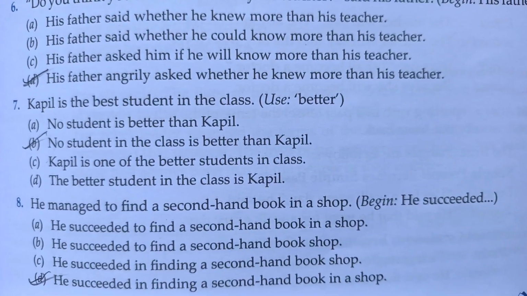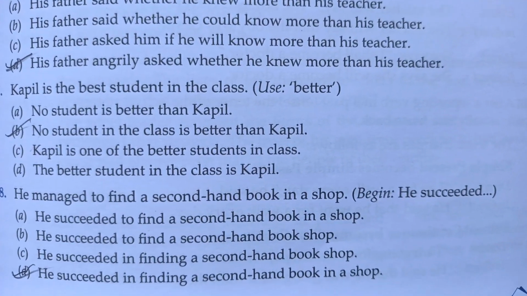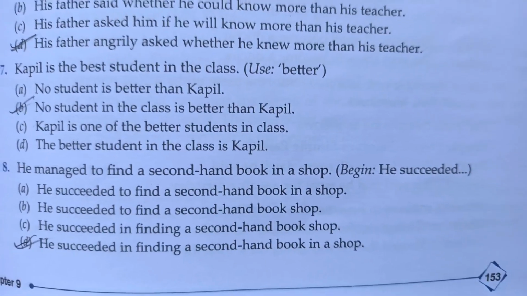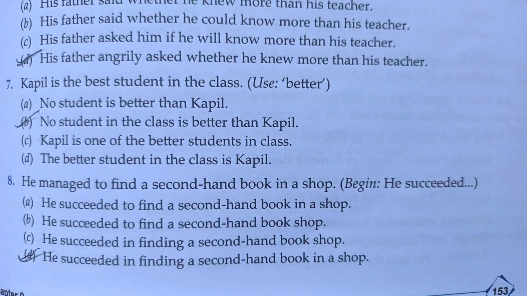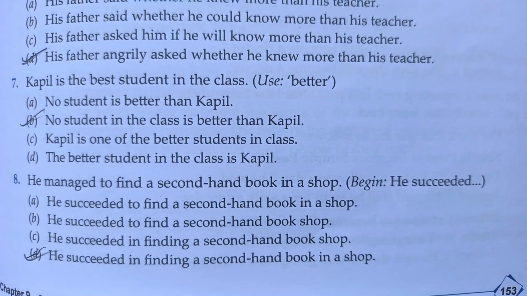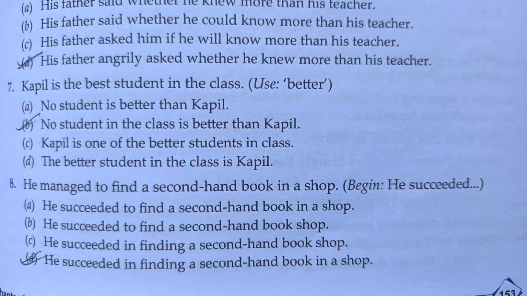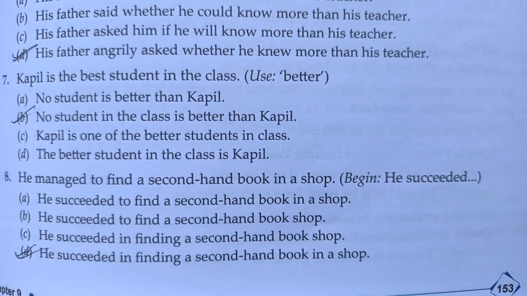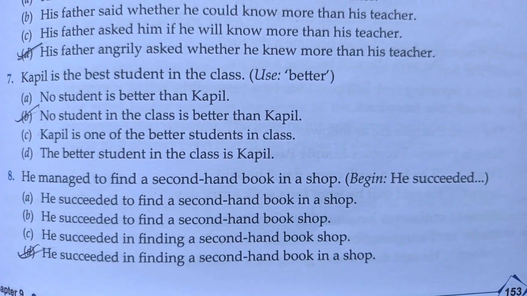Number 8, he managed to find a second-hand book in a shop. So here to begin with the sentence, he succeeded. So here option D is correct. He succeeded in finding a second-hand book in a shop.